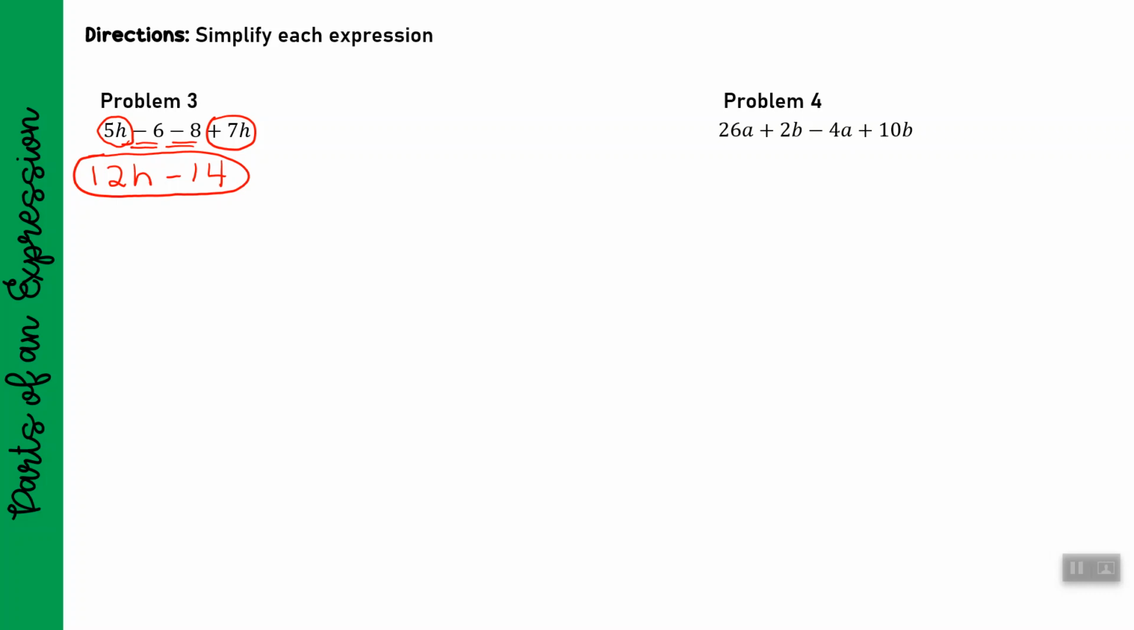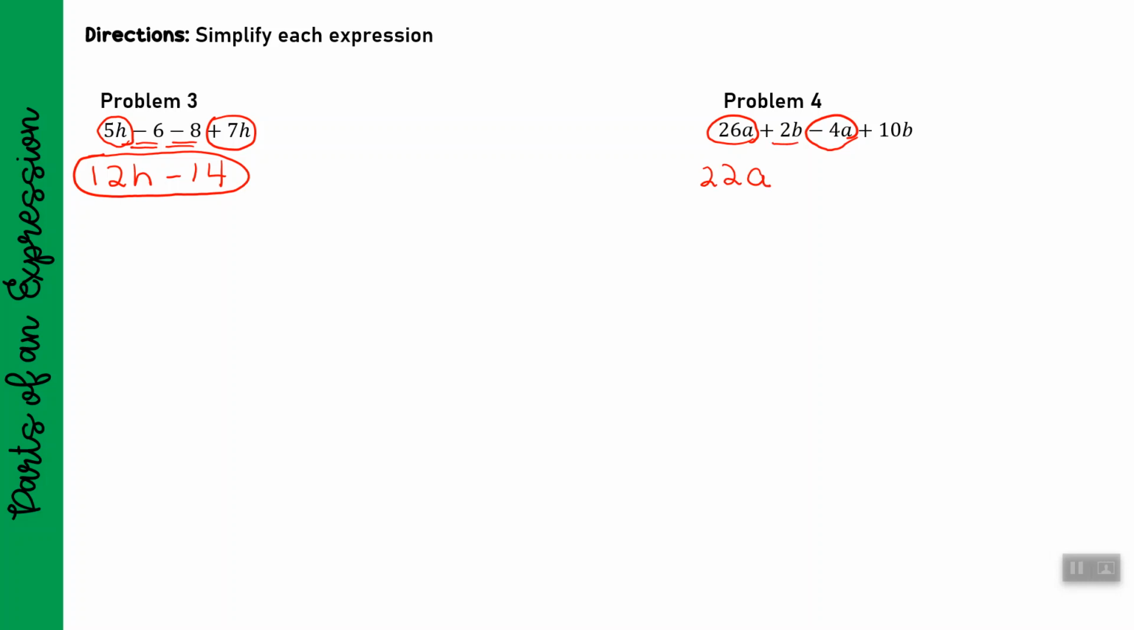Okay, moving on. Again, like terms. Another thing, this only has variables. There's no constants in this particular example. We always want to work alphabetically. So A comes first. Positive 26A, negative 4A. I cannot add those other two terms to it because they have a different variable. So positive 26 and negative 4 gets me positive 22A.